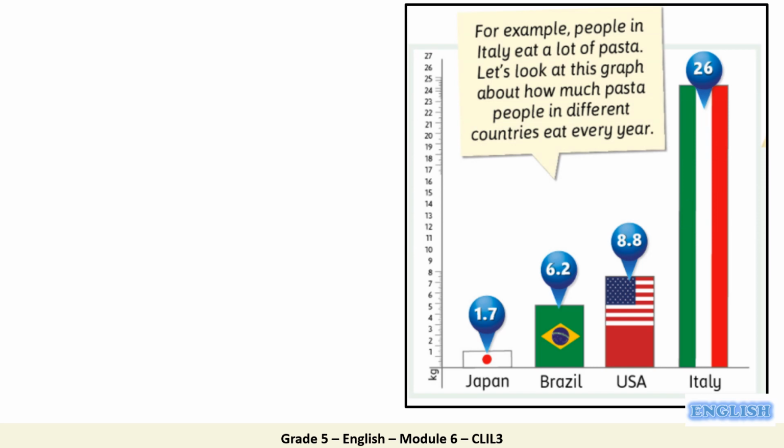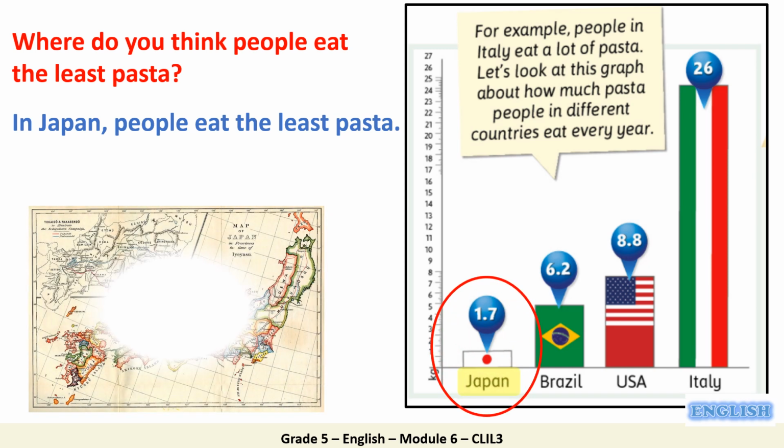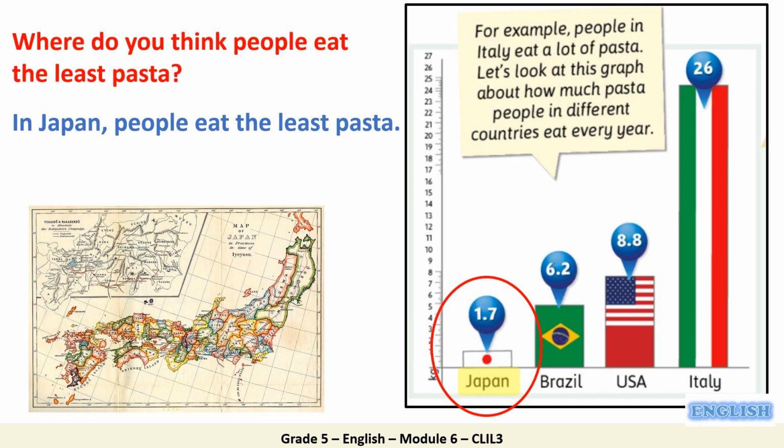Now, let's read the graph together. Where do you think people eat the least pasta? We have agreed that people in Italy eat the most pasta because the column of Italy in this graph is the highest. The question here, where do you think people eat the least pasta? So we're going to look for the smallest column in the graph. Excellent job! In Japan, people eat the least pasta. Good answer.